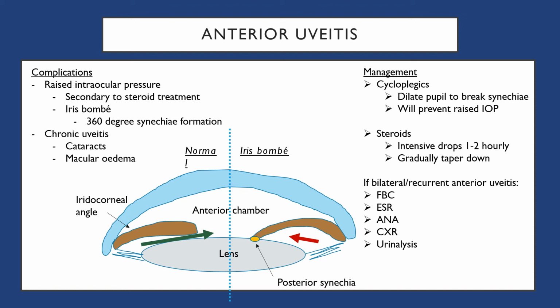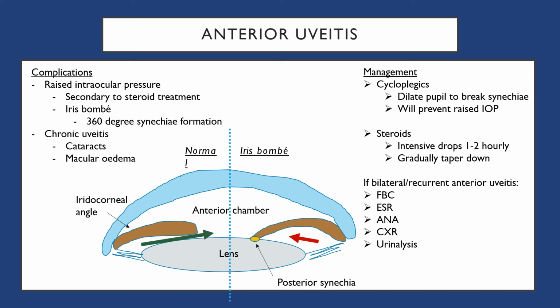So because it can't drain out, your iris starts ballooning forward, so bowing forwards basically, and that means that your iridocorneal angle is much reduced, and therefore aqueous humour can't drain away properly. This leads to a gradual increase in intraocular pressure, and this can cause damage to the optic nerve if left untreated. With chronic uveitis, you can also get formation of cataracts and macular edema.